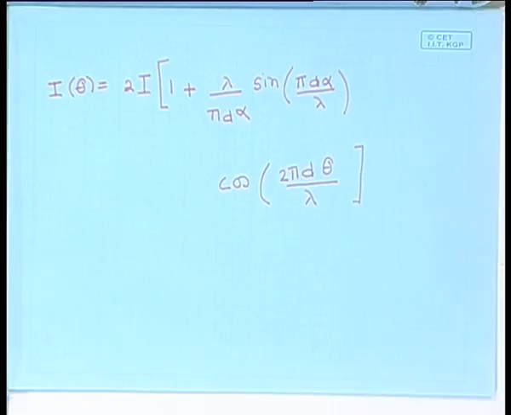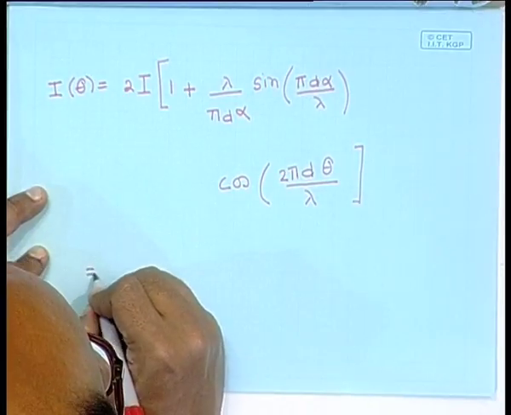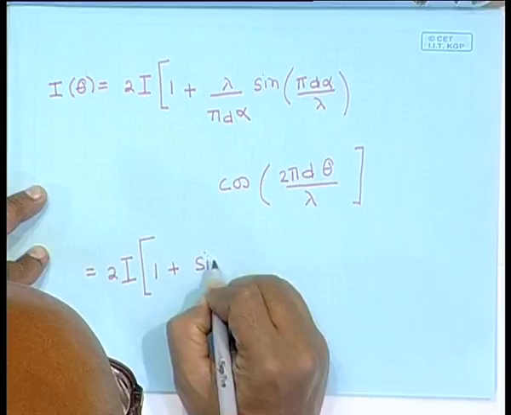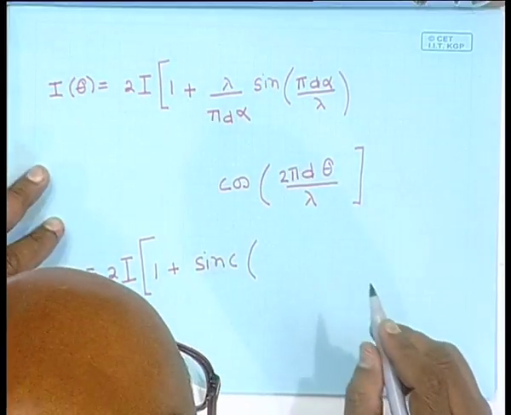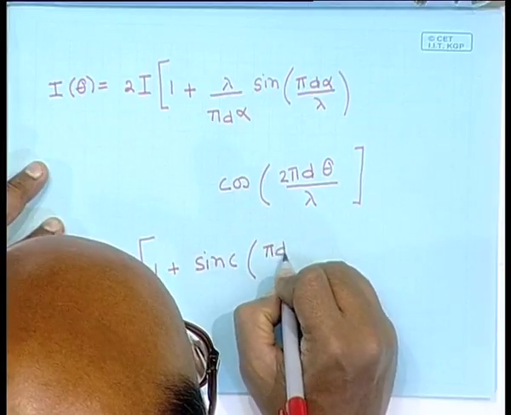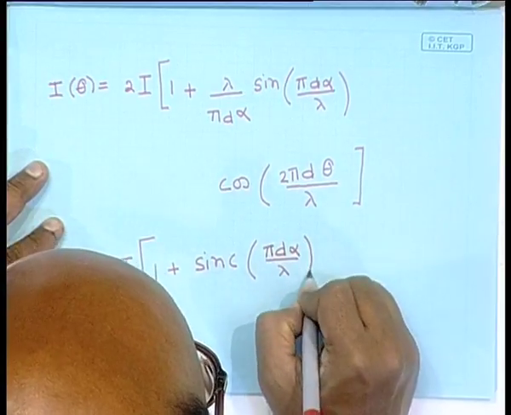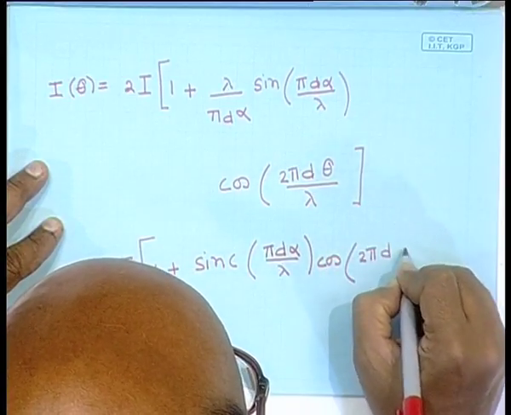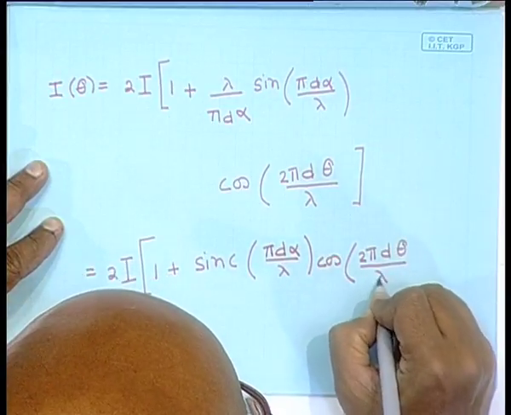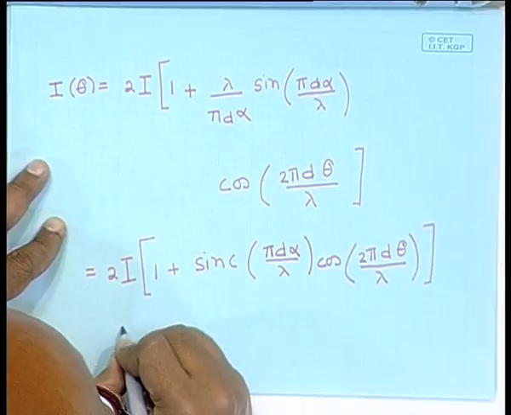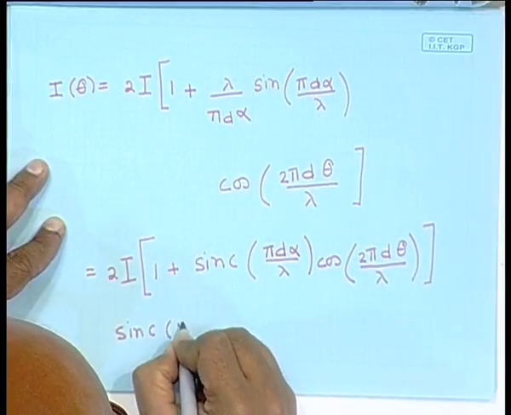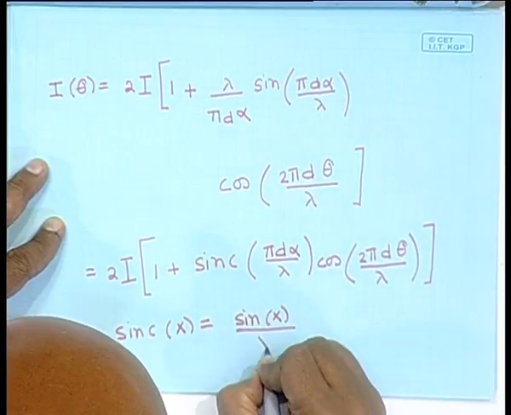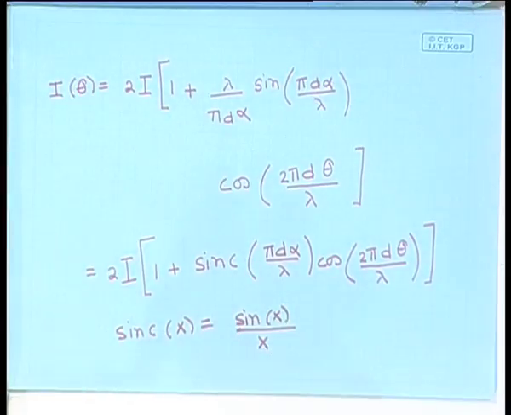Okay, so this is what we get, and this can be written in compact notation as 2 I1 times [1 plus sinc(pi d alpha by lambda) into cos(2 pi d theta by lambda)], where sinc x is equal to sin x by x. Okay, so we have finished the calculation.